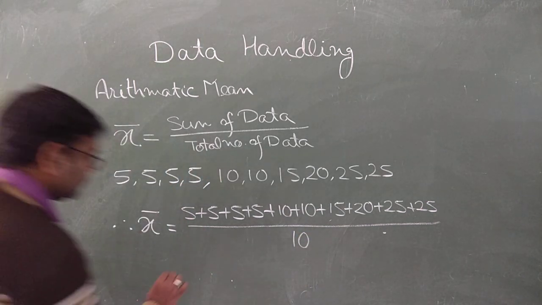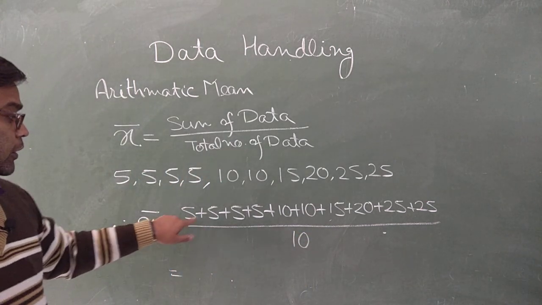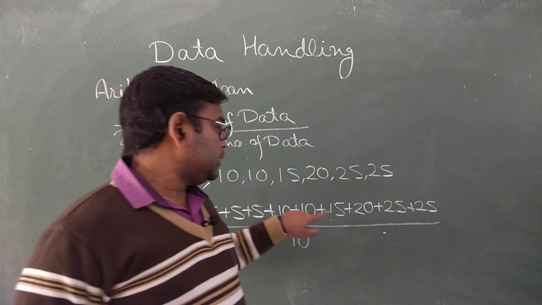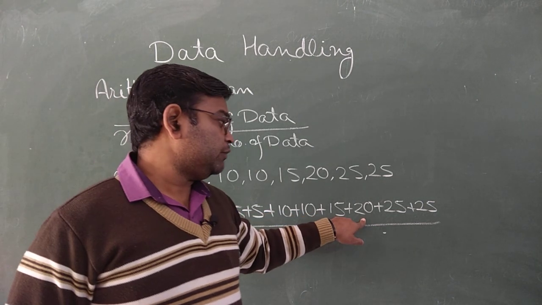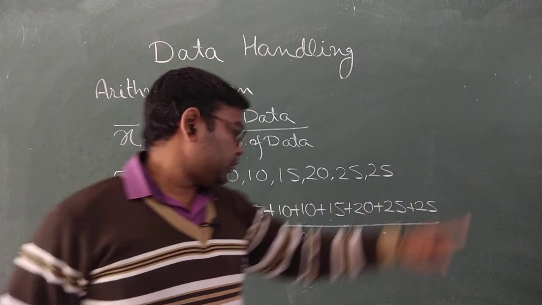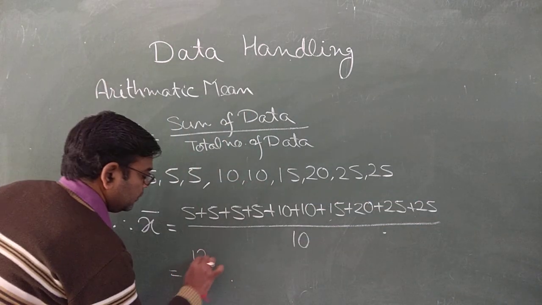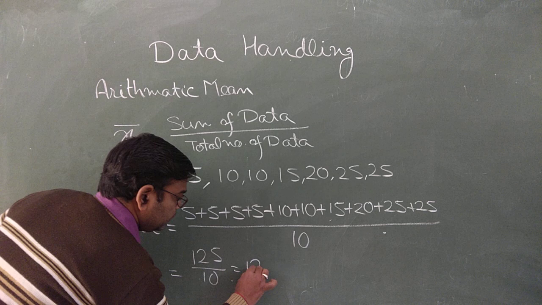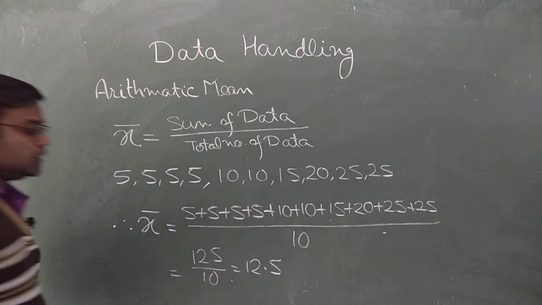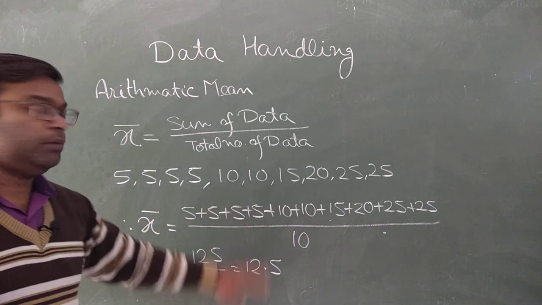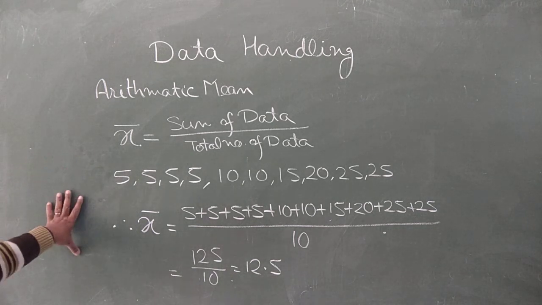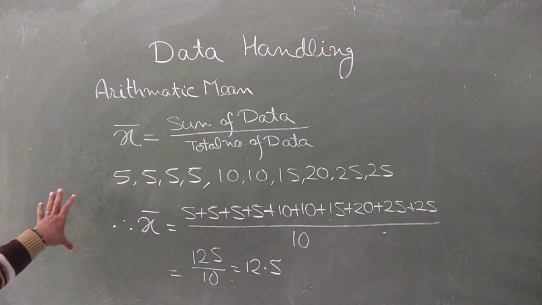So add these: 5, 20, 30, 40, 55, 75, 100, 125. 125 divided by 10, the mean is 12.5. This is the mean or arithmetic mean of the given data. This is the simplest form, the simplest form of finding the arithmetic mean.